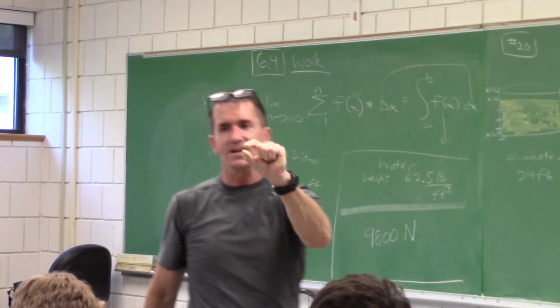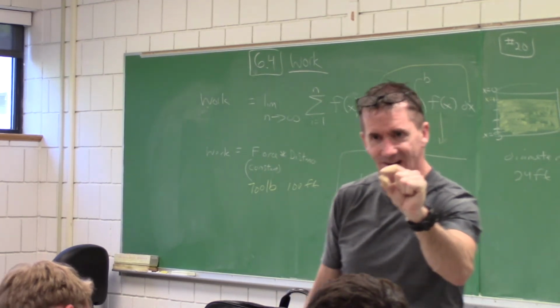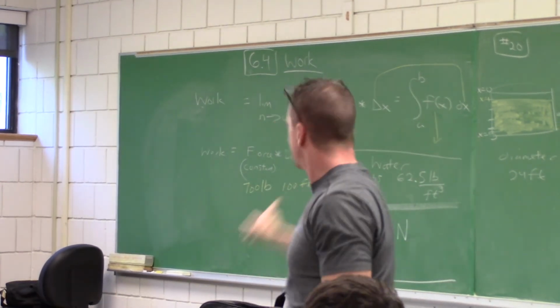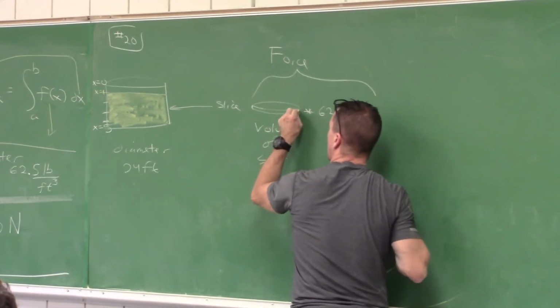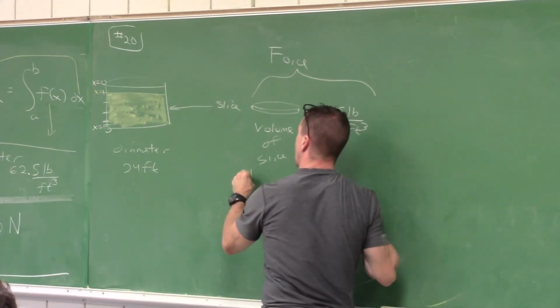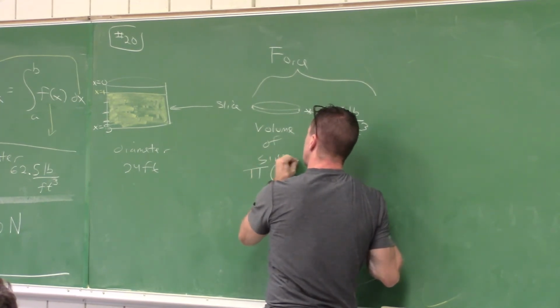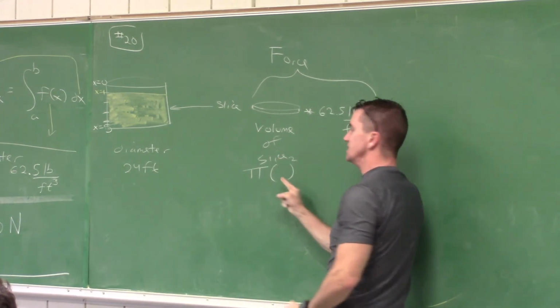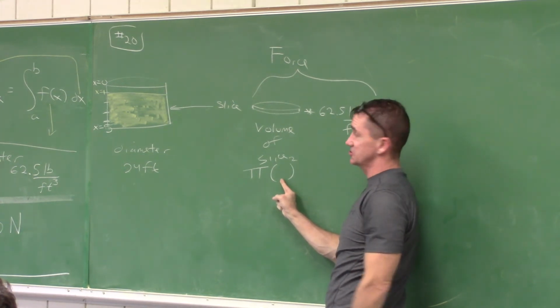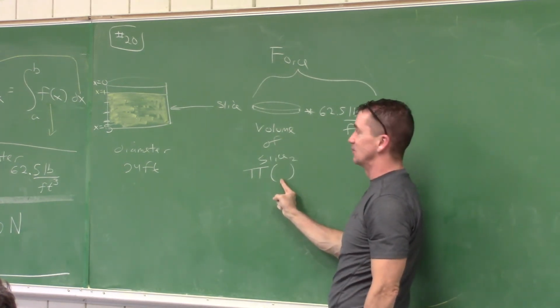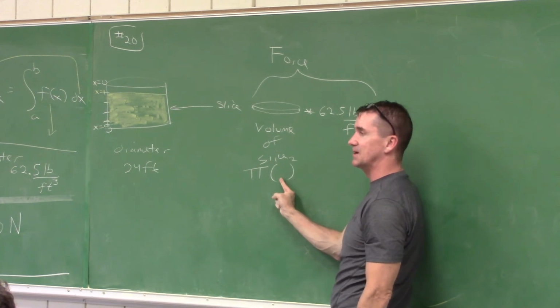It looks like a little cookie. Start thinking that height's just going to be our change in x, right? But the volume of this little slice of water is pi radius squared times the height. Now, what's the radius of that thing? You all should know it looking at the picture.